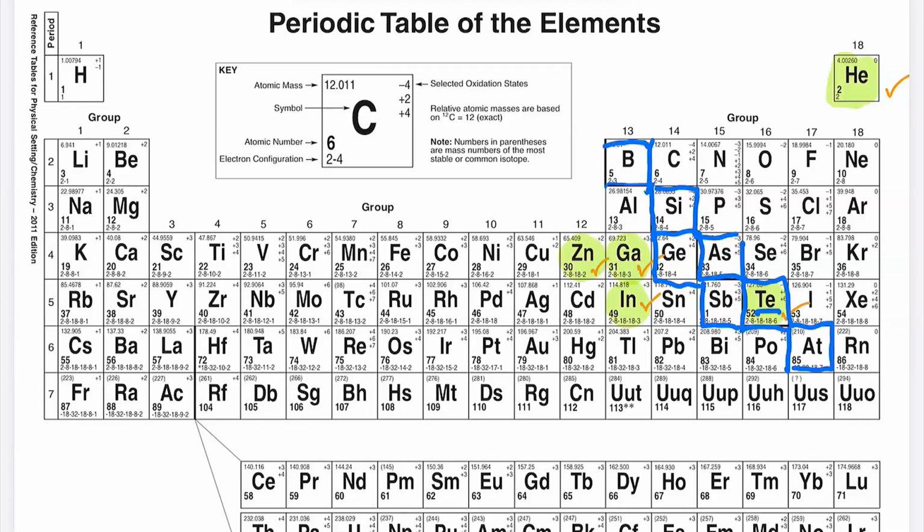We should know that all the elements above and to the right of the staircase are nonmetals. They are the smallest atoms, and they have the greatest number of protons in their energy levels for the most part, so they love to attract electrons. Probably could write that smaller. That's their nonmetals.